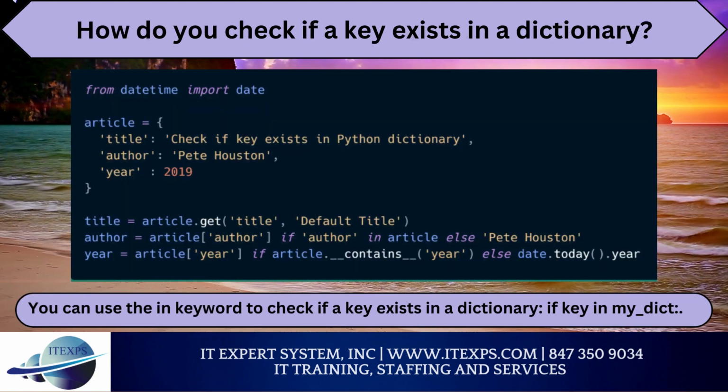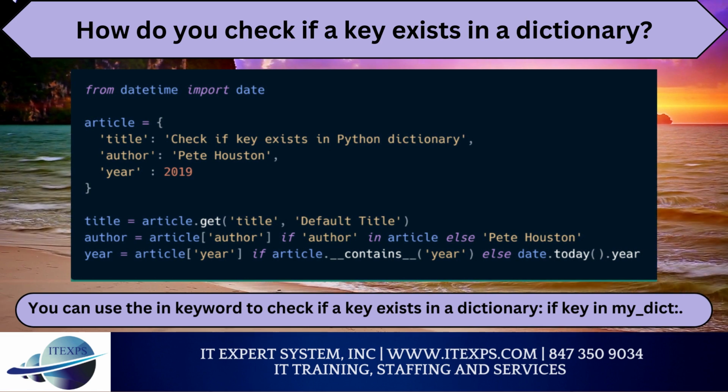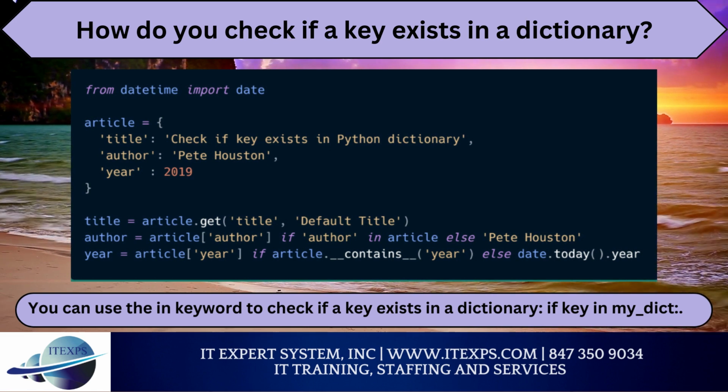How do you check if a key exists in a dictionary? You can use the in keyword to check if a key exists in a dictionary: key in mydict.